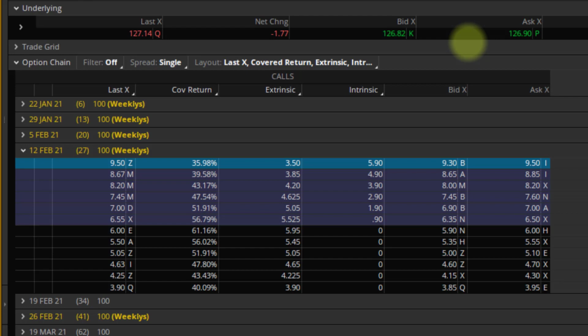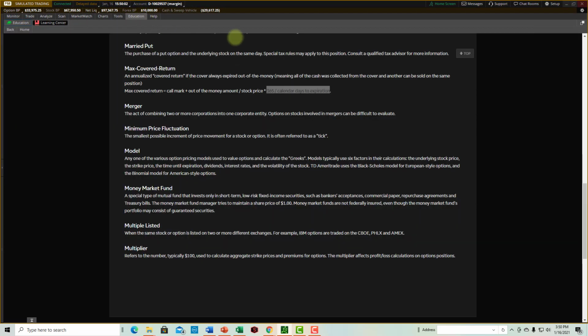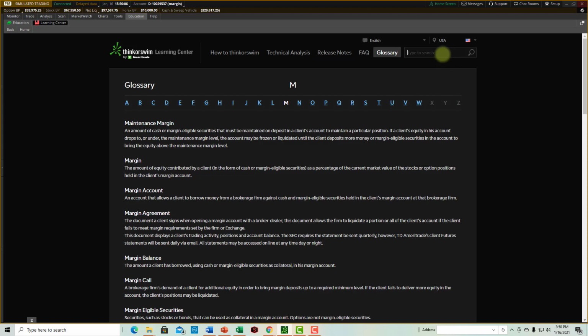Now sometimes I've talked to other traders about this and they say, well, maybe TOS is using a different formula than the one that you showed. Well, if we come over here to the education section, let's come up here to the top and just type covered return.